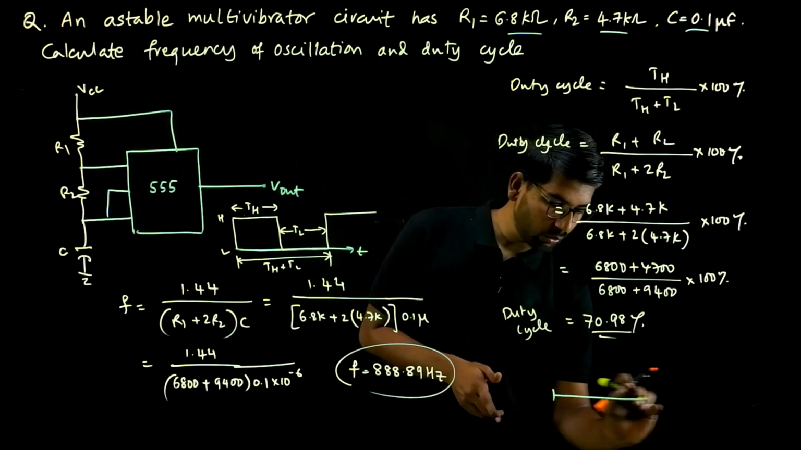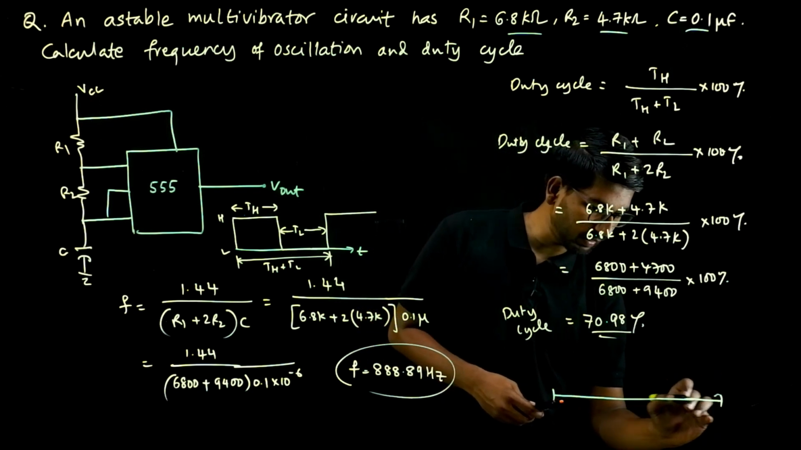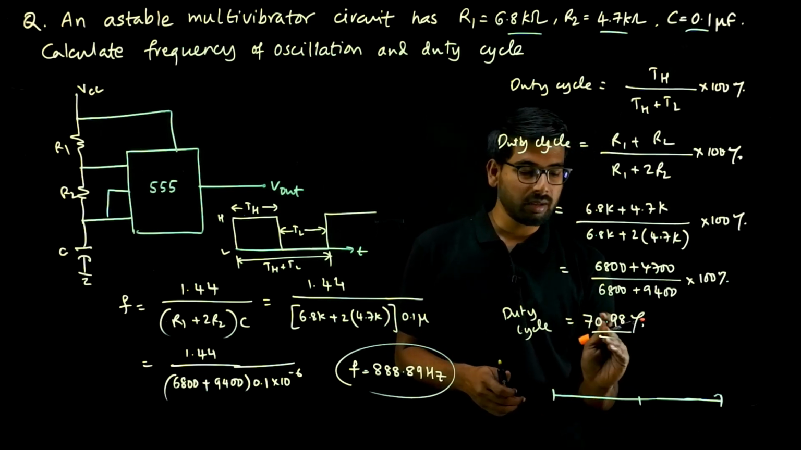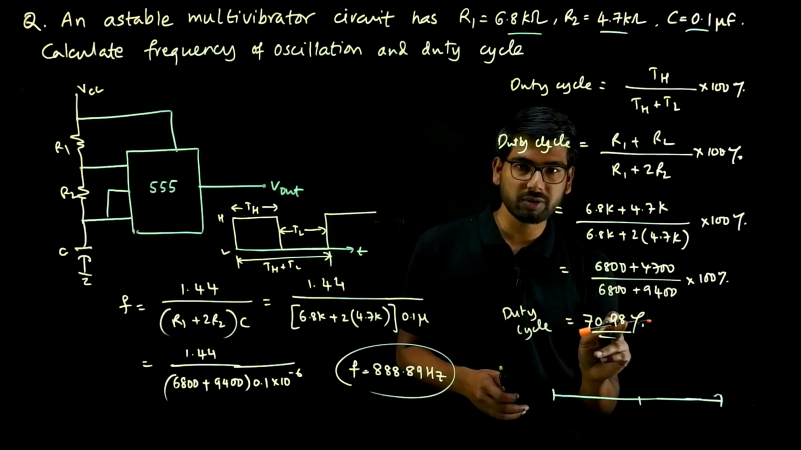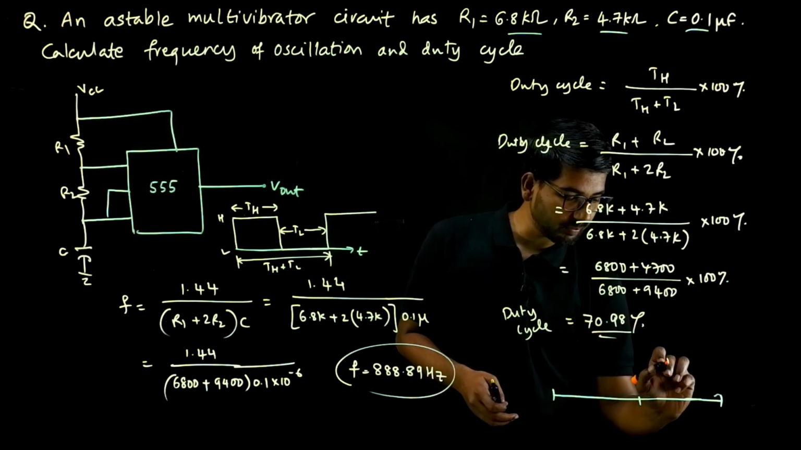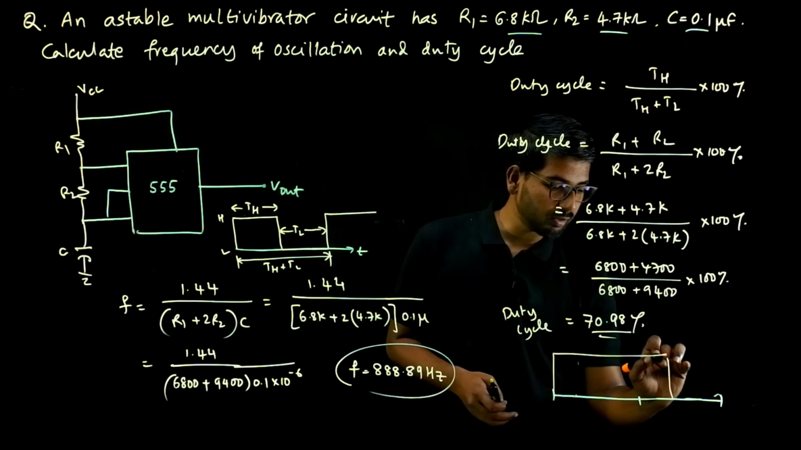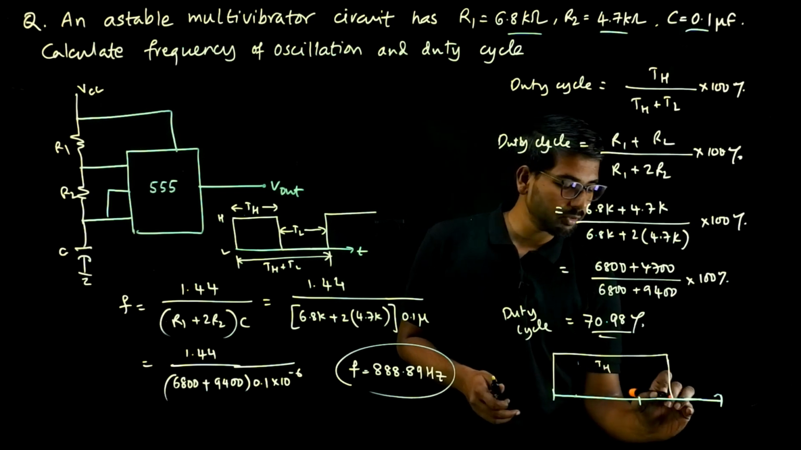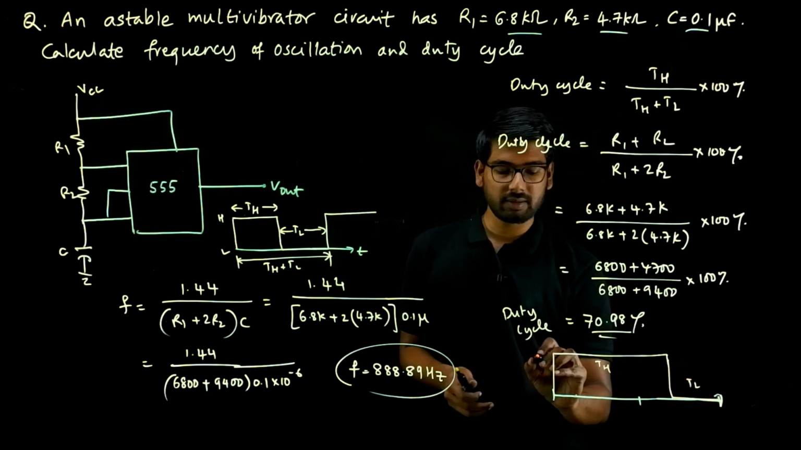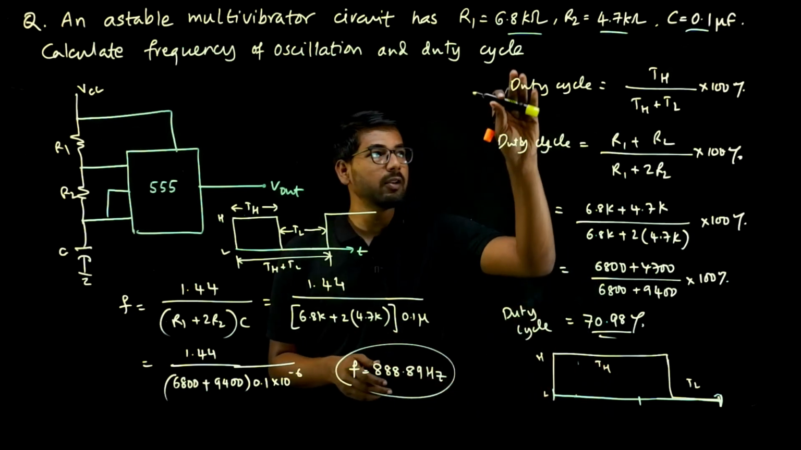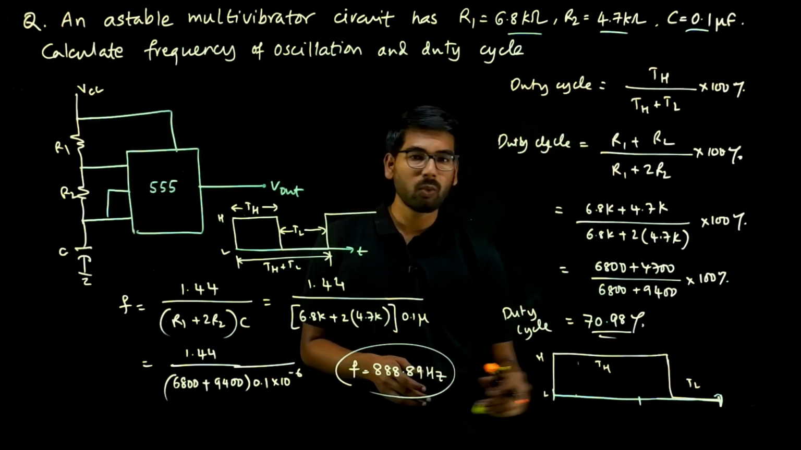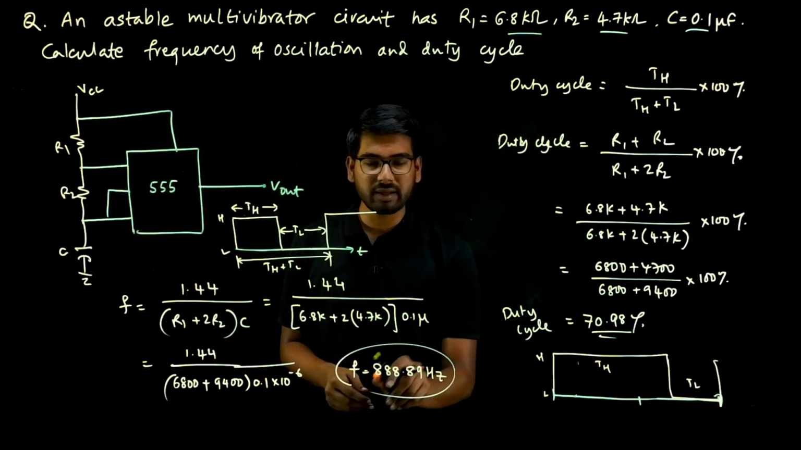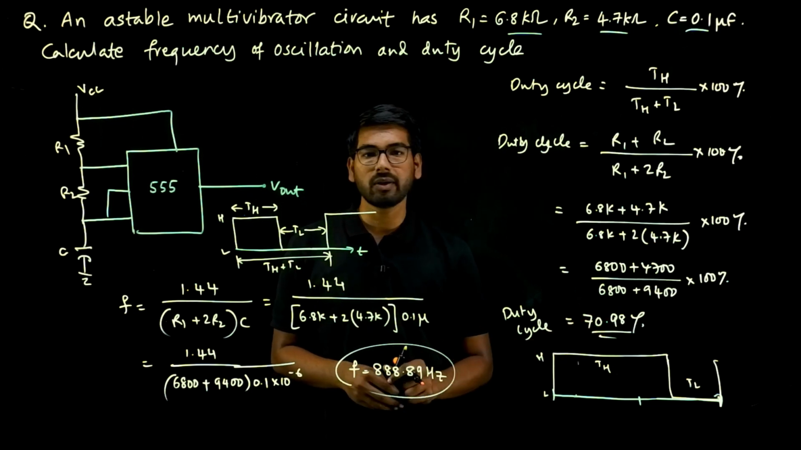So the output voltage looks something like this. If this is one cycle, and there is a midpoint here, time high is 70.98% and time low is 29%, something like that. Almost 71, then almost 29. So for this duration of the cycle, the voltage is high, and for this duration of the cycle, the voltage is low. So for these values of R1, R2 and C, this is one cycle of the output, and this happens 888.89 times per second, and the duty cycle is almost 71%.